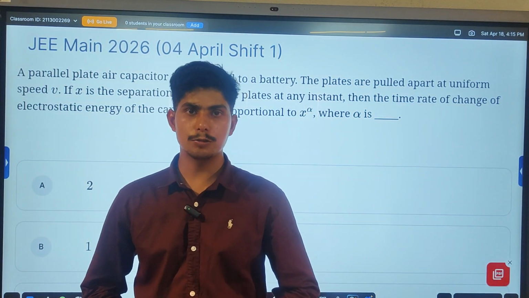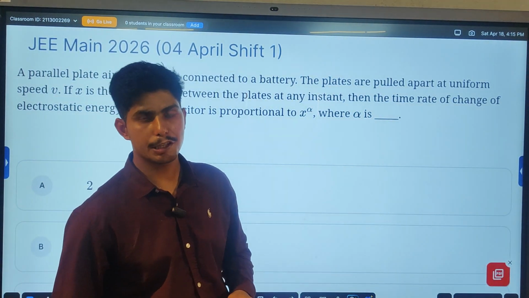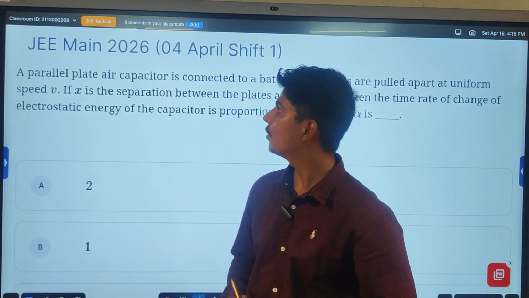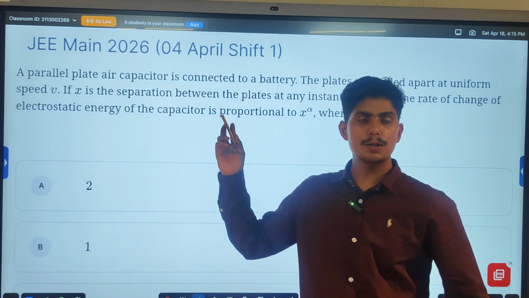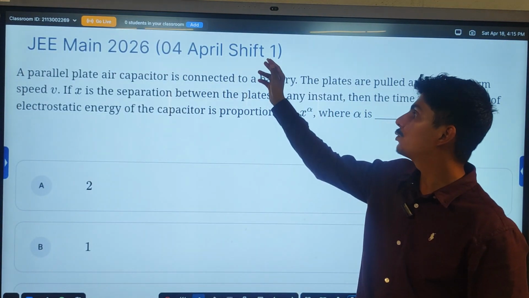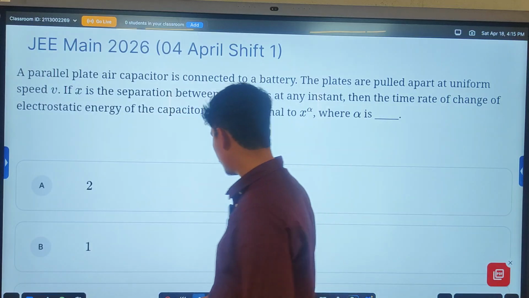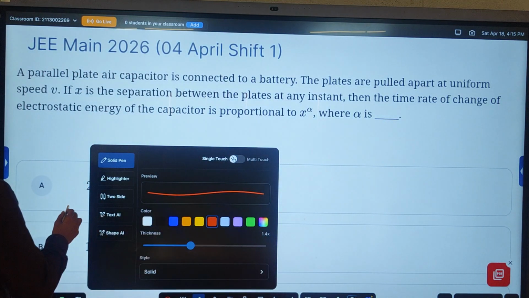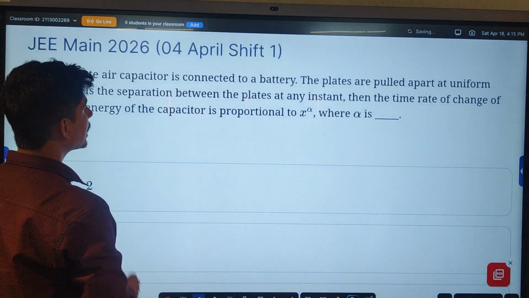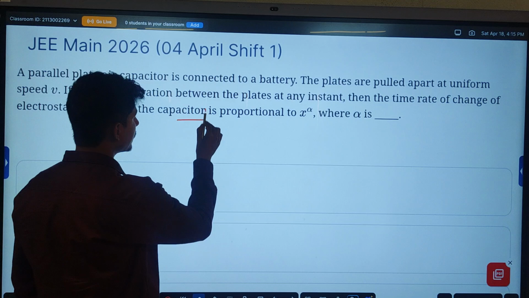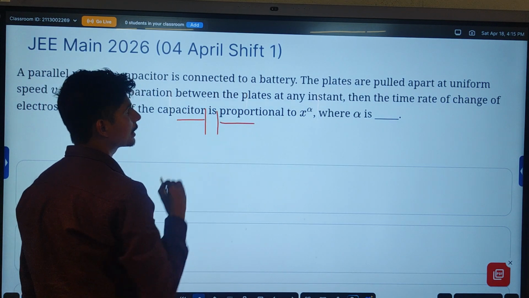So today we are going to do JEE Main's PYQ questions from the topic capacitor, right? This is the first question from JEE Main 2026, 4 April shift 1. In this question, they are asking that a parallel plate air capacitor is connected to a battery. So we have to draw the parallel plate air capacitor. This is the parallel plate air capacitor.